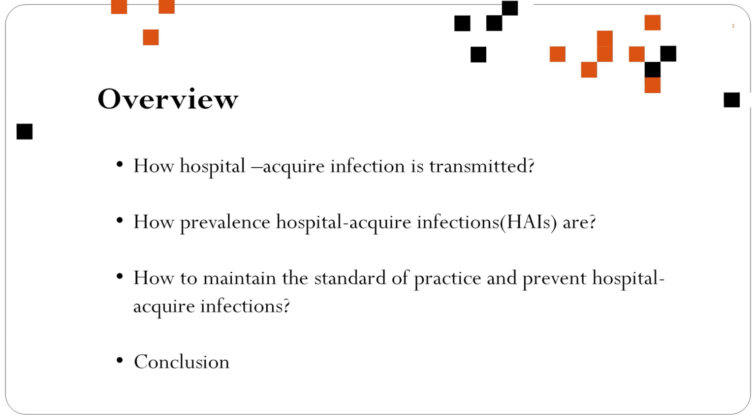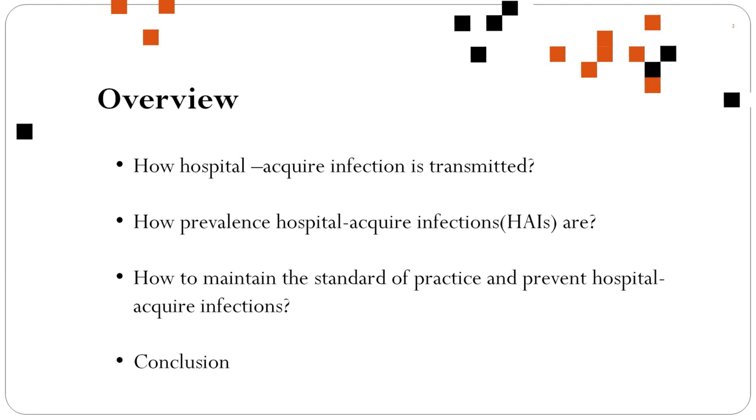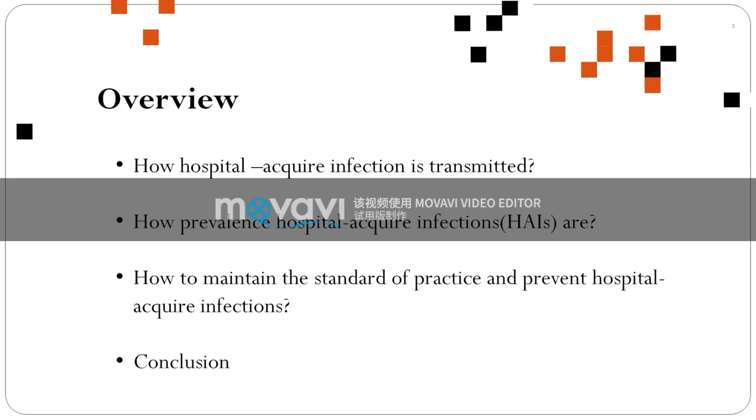Firstly, I will introduce how infection is transmitted. Then I will discuss the impact of hospital-acquired infection in hospital. I will also introduce the infection control policy and strategies that nurses should comply with to reduce the risk of having hospital-acquired infections. Lastly, I will summarize what has been discussed in this presentation.